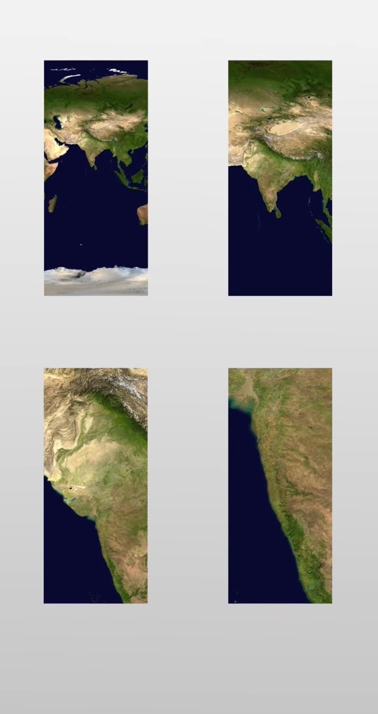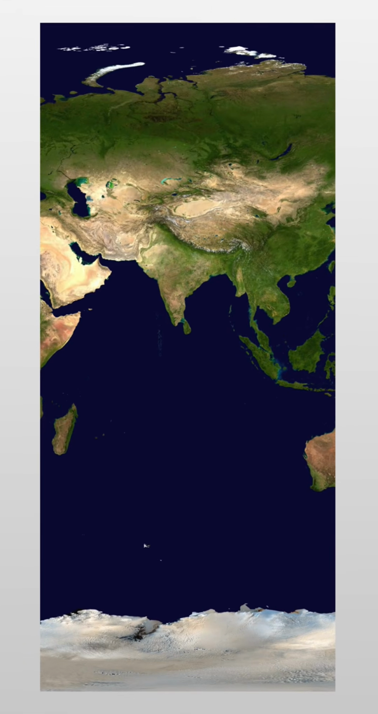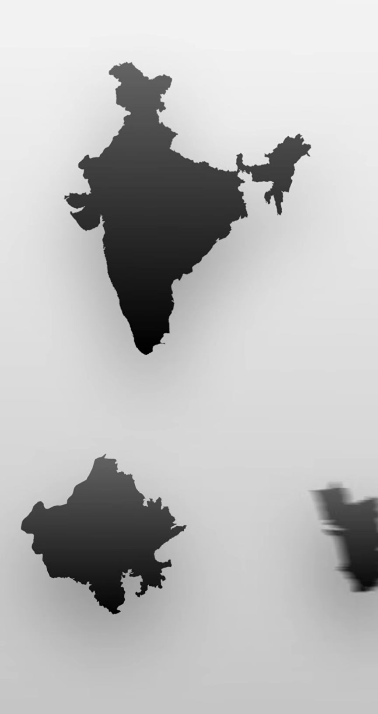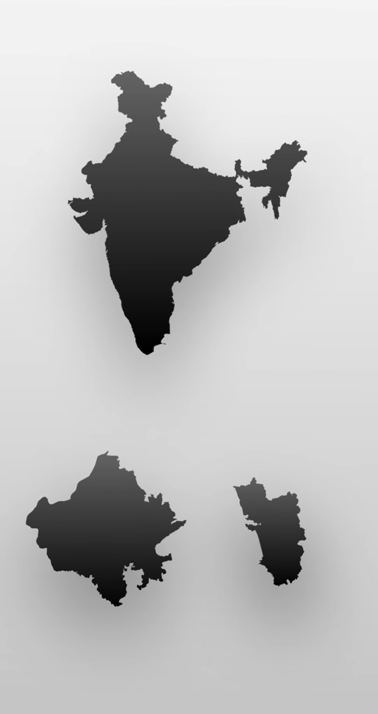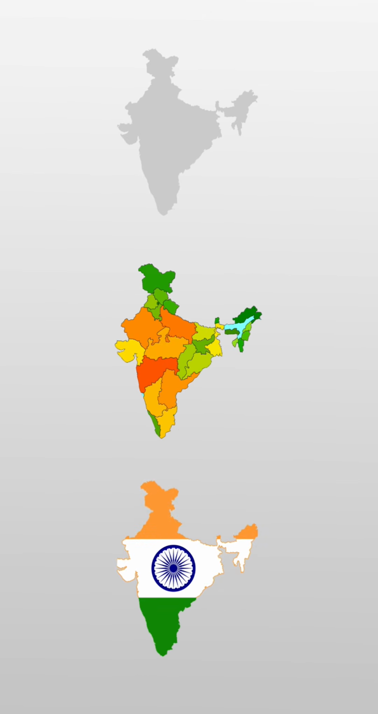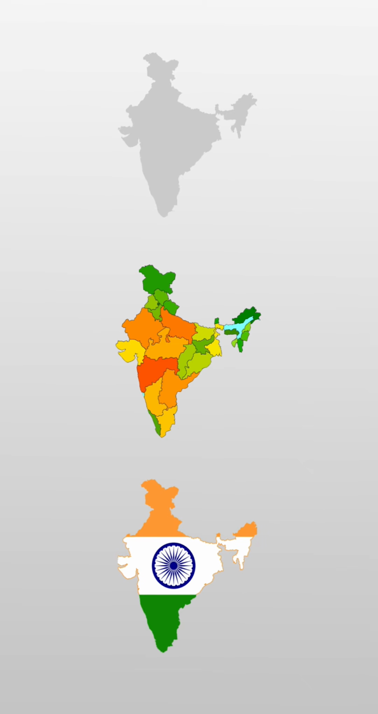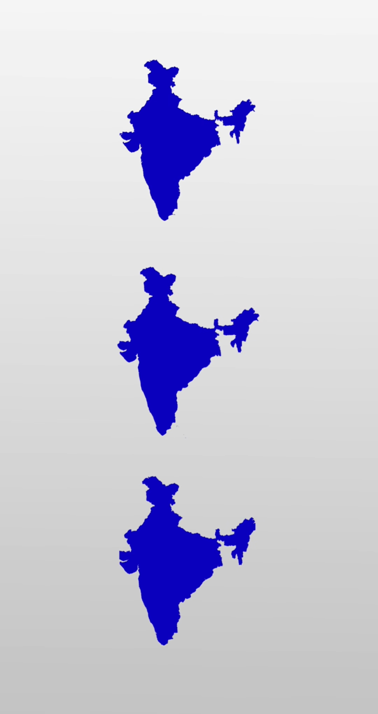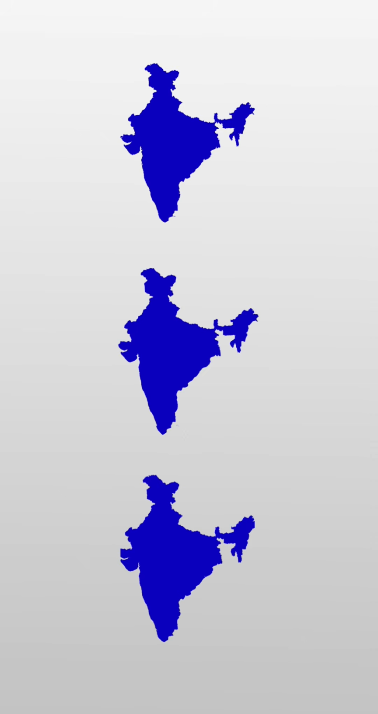So to make a final video, I have to combine them and make a single high quality map image. But before that, we need map PNGs of India, Rajasthan and Goa. So you can download them from Google. I will suggest you Egg PNG for maps. You can download any PNG of country and state because we can easily add any solid color into it directly in Alight Motion.